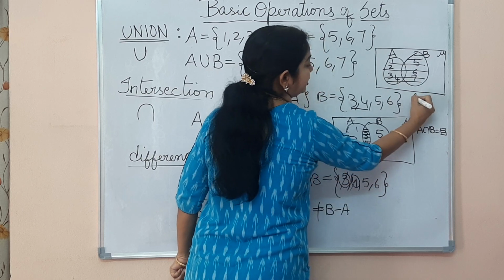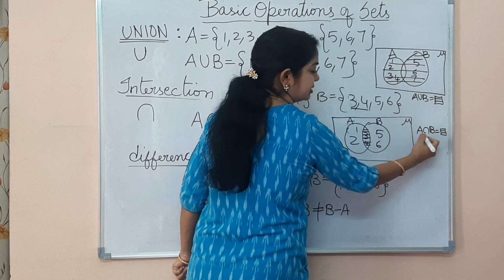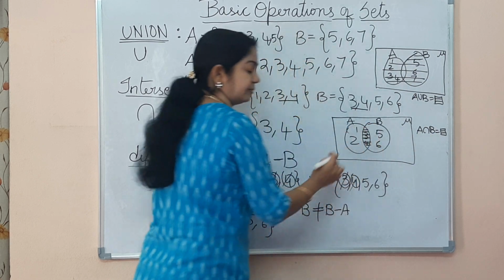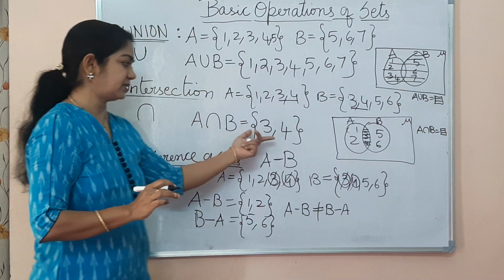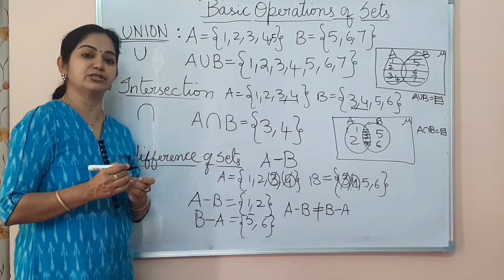Here A union B is the whole shaded part, that means all the elements, whereas for intersection only the portion which is overlapped, that means the common terms, is shaded. These are the basic operations of sets.